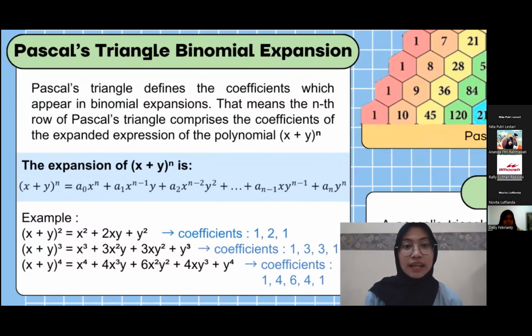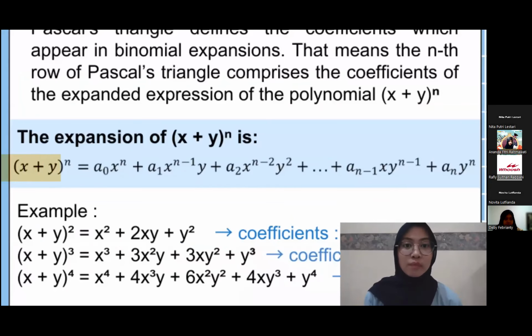The formula is (x + y)^n equals a_0 x^n plus a_1 x^(n-1) y plus a_2 x^(n-2) y^2, up to a_(n-1) x y^(n-1) plus a_n y^n, where a is the coefficient.